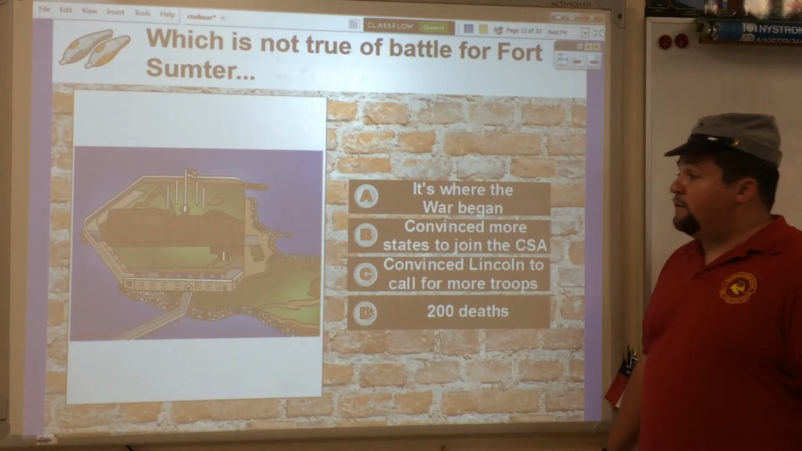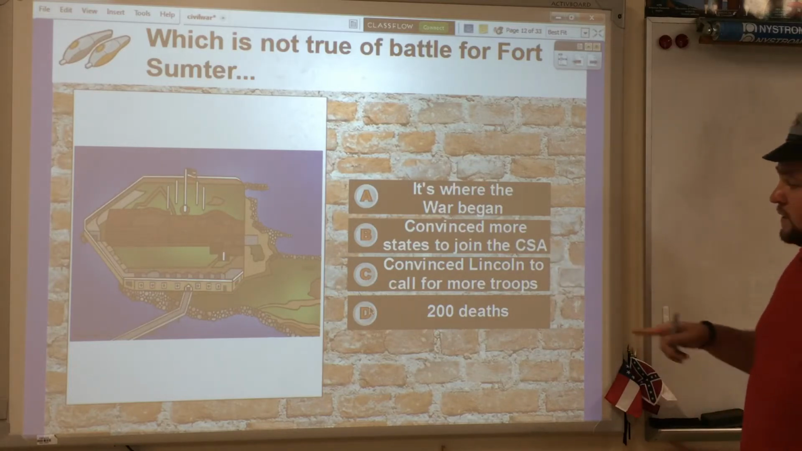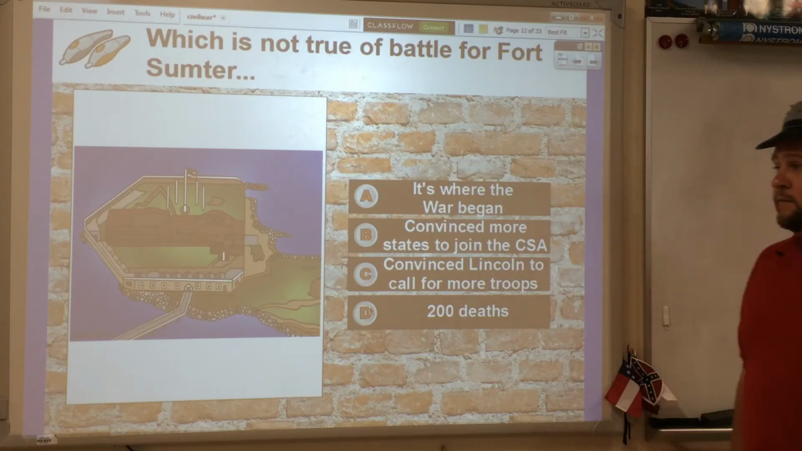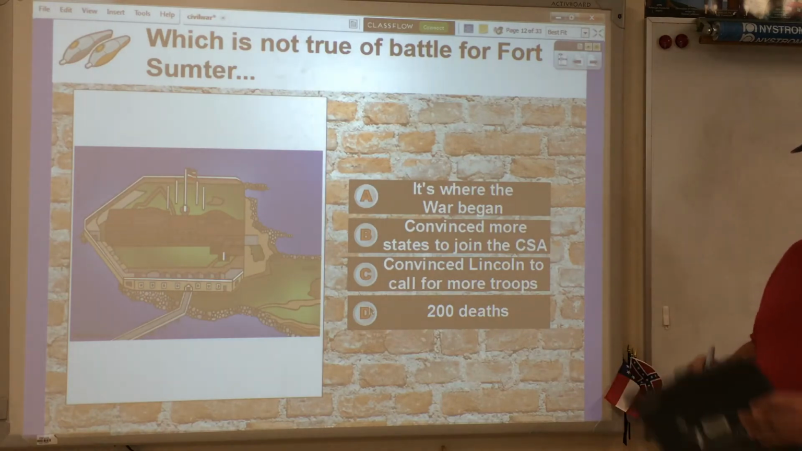Which is not true about the Battle of Fort Sumter? It's where the war began. It convinced more states to join the Confederacy. It convinced Lincoln to call for more troops. It had over 200 deaths. Okay, and if we look at Fort Sumter, nobody actually died in the battle, so D is the correct answer.